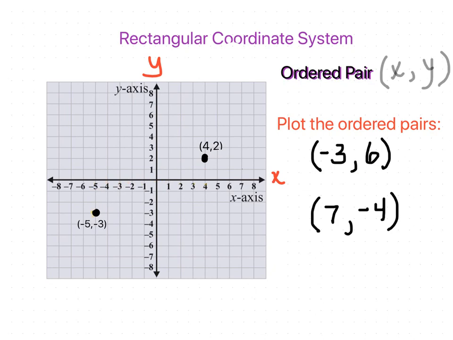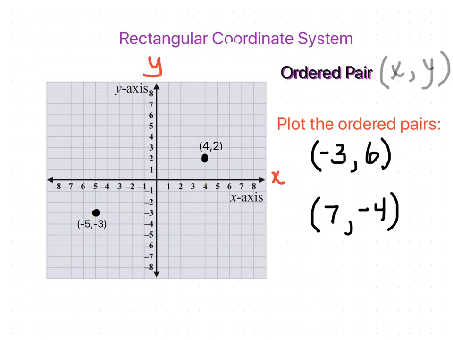Let's go ahead and graph these 2 points, -3, 6, and 7, -4. If you want to pause the video and try this part on your own, plot these 2 points, and let's see where you end up. Hopefully you'll end up at the right point. Okay, don't forget to label them for now.